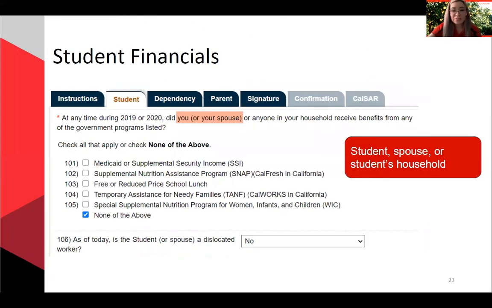And in this final section of student financials, you are going to be asked, remember, this question is going to apply to you, your spouse, or anyone in your household. So basically what this question is asking is if you, your spouse, or anybody in your household has received benefits from any of the government programs listed below. So if any or all or multiple apply, you go ahead and check those questions.